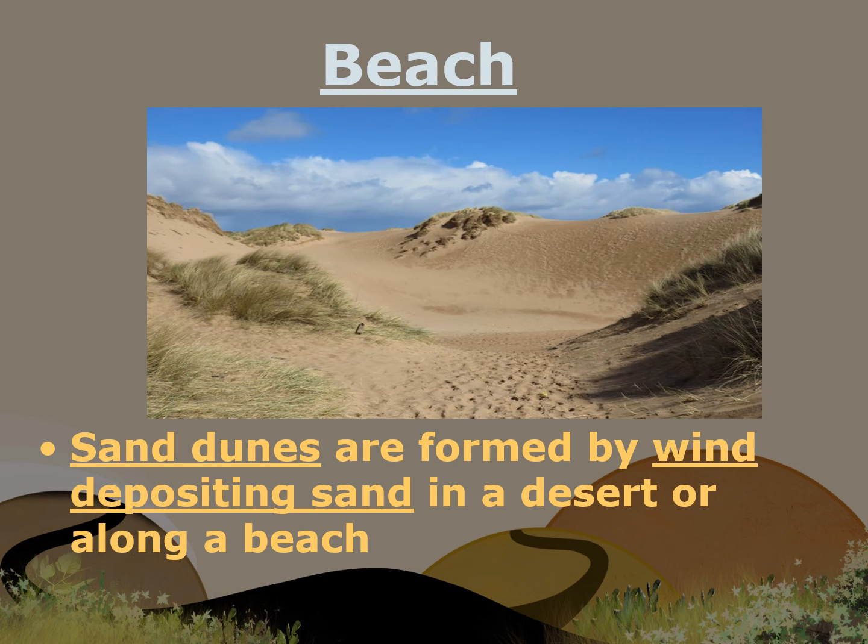When we talk about sand dunes at the beach, they are a big deposit of sand. So we've got erosion going on, and the sand is moving generally by either water or wind, and it's depositing so much that it's building up these mounds or dunes. So they're actually formed by the wind depositing sand in a desert or along the beach.